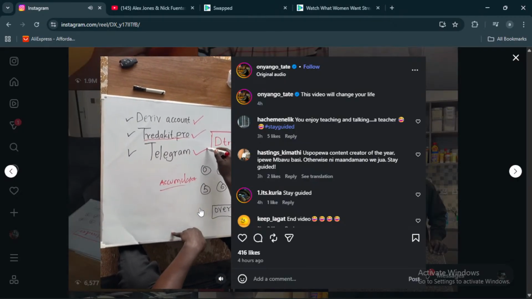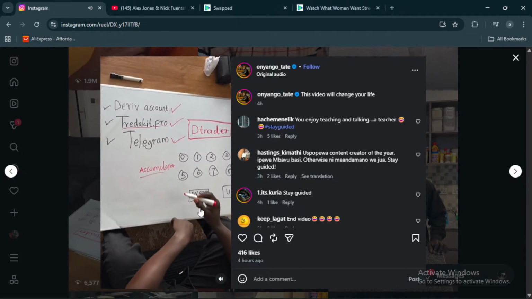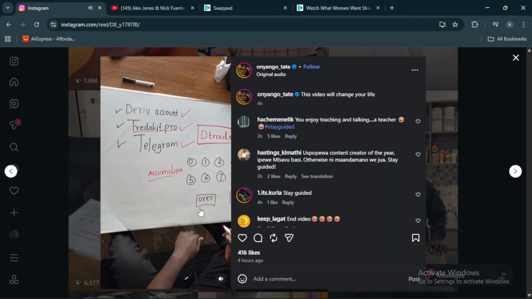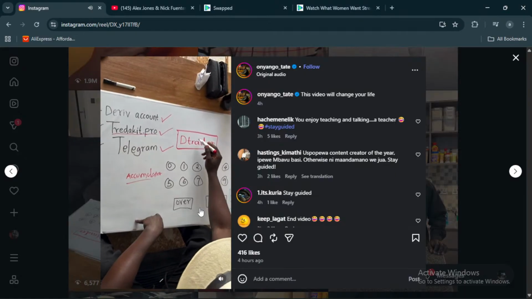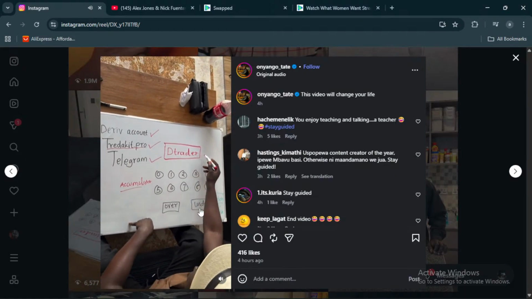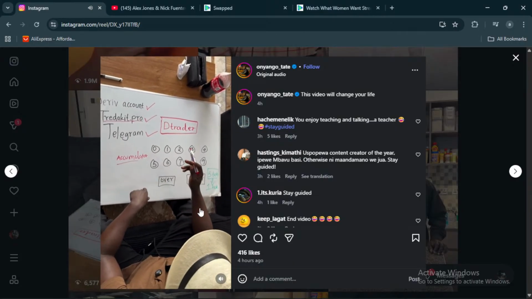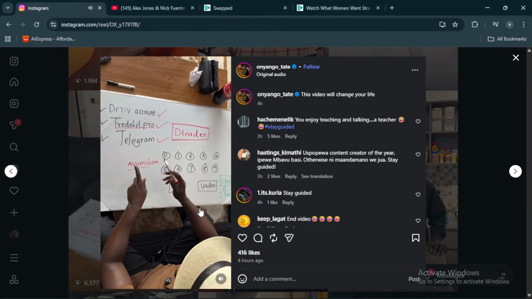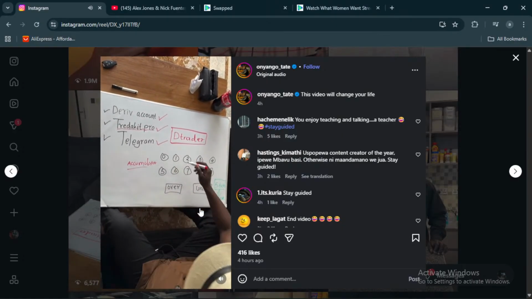Third step, join my Telegram channel, link on profile. After logging into TraderKit.pro, you scroll sideways and see DTrader. Tap on DTrader. Then you tap on accumulators. Scroll down to over and under. Then you'll get a setup like this.